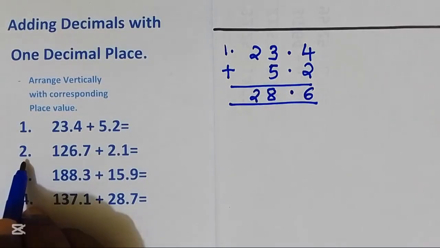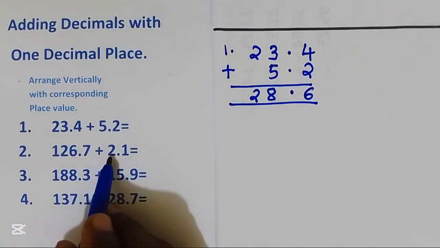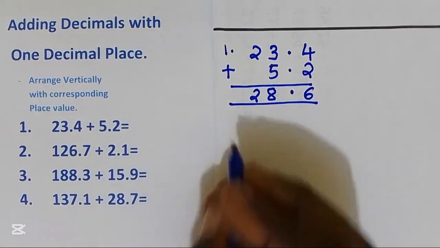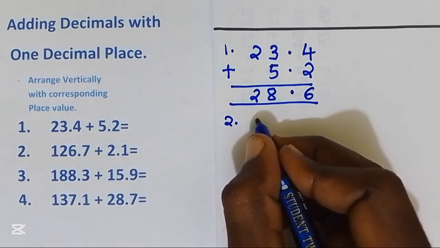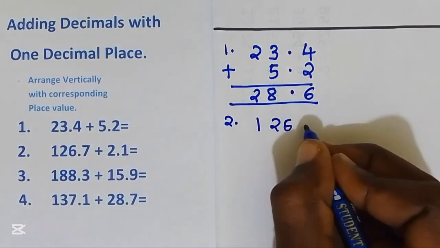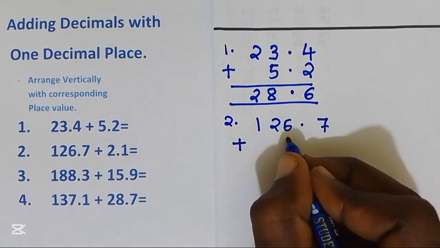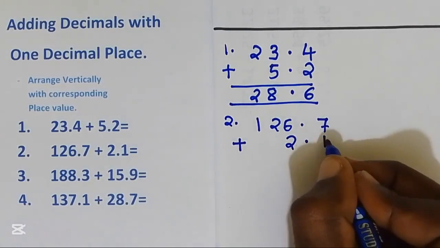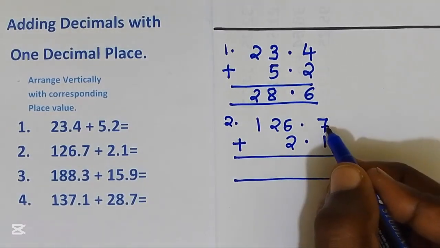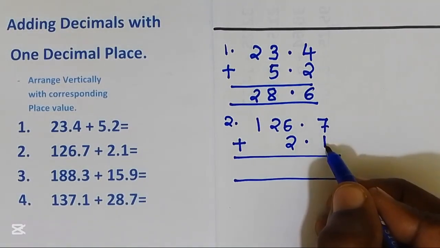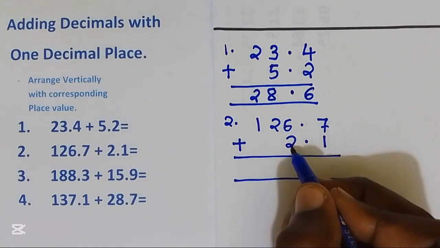Question number 2, 126.7 plus 2.1. Arrange it vertically. Tenths are arranged with tenths, and ones are arranged with ones.